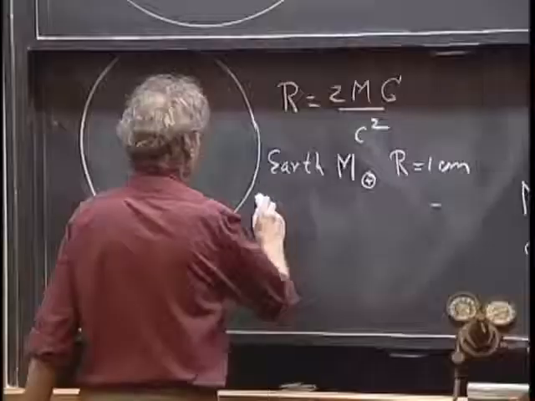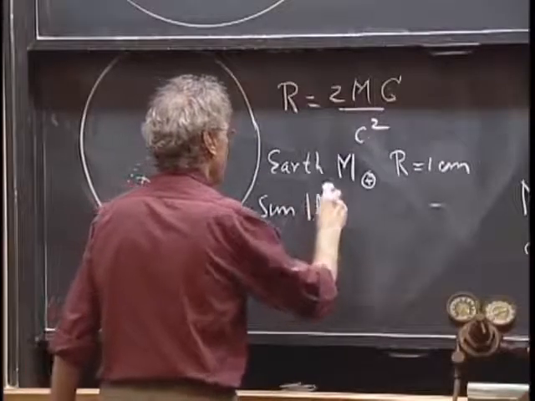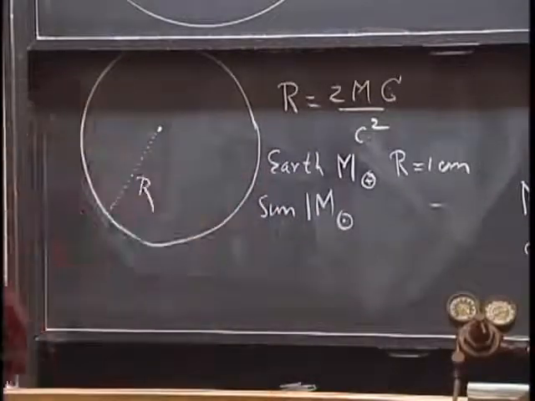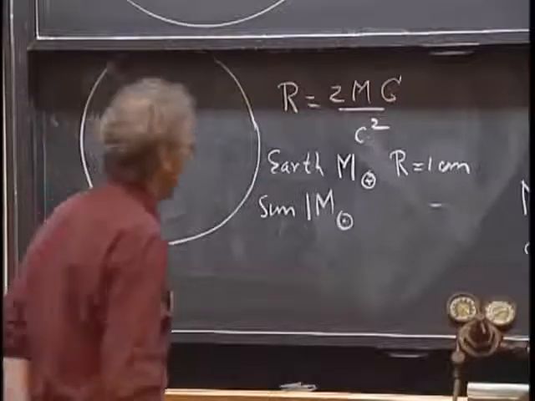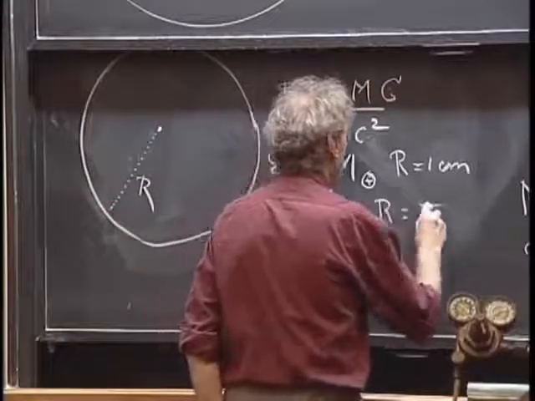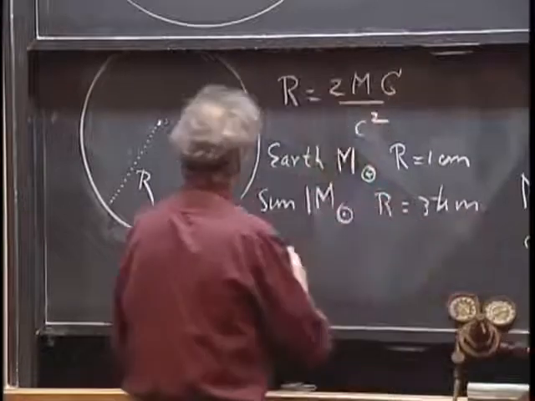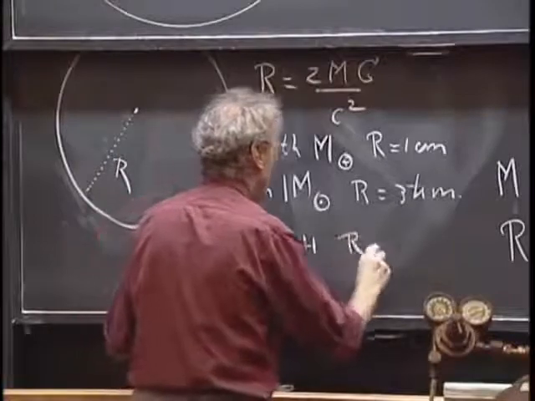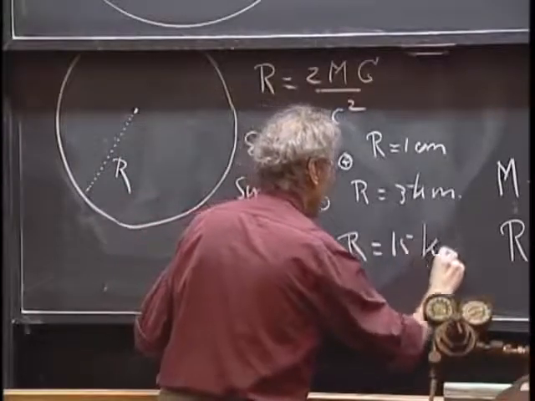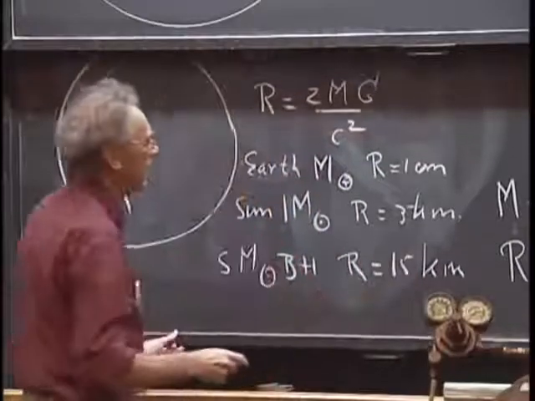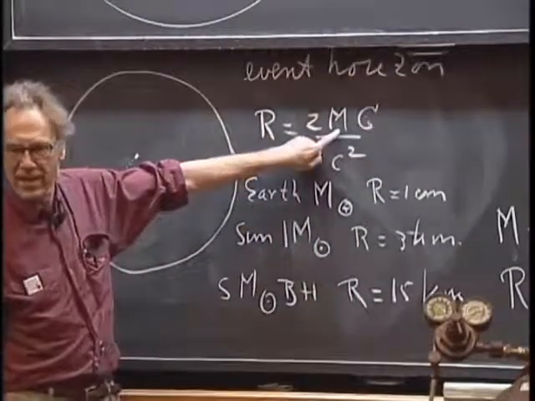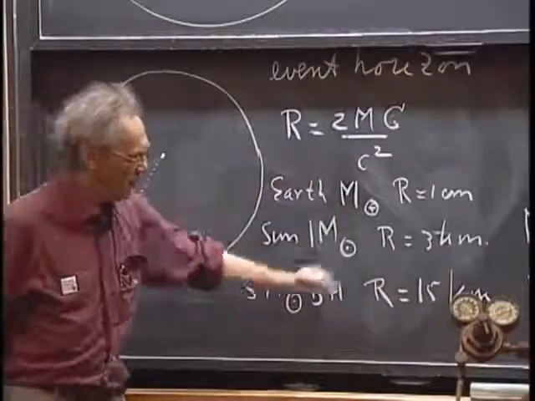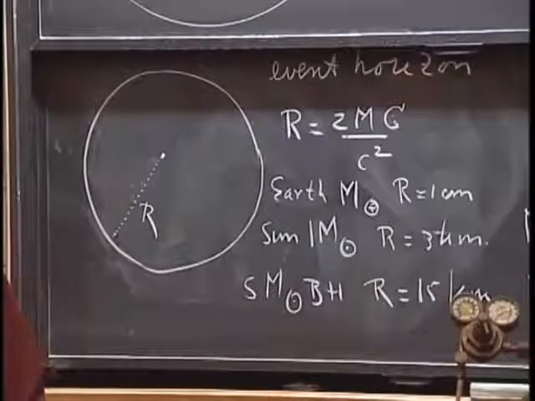If you take the Sun, which by definition has 1 solar mass, and you put in here the mass of the Sun, which you can look up in your book, then you will find that the radius of the event horizon is 3 kilometers. If you take a 5 solar mass black hole, then you'll find that the radius of the event horizon is 15 kilometers. Notice it scales linearly with M. That's what you see here. M is linearly upstairs. So if you go from 1 solar mass to 5 solar mass, the radius of the event horizon scales linearly.